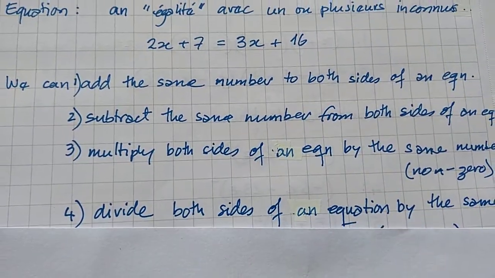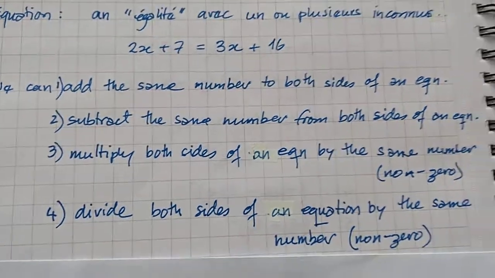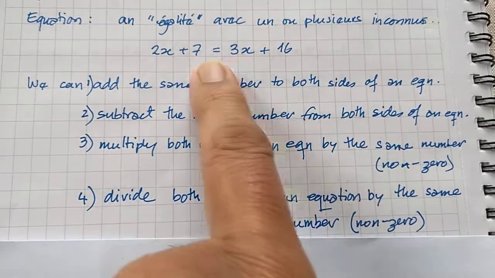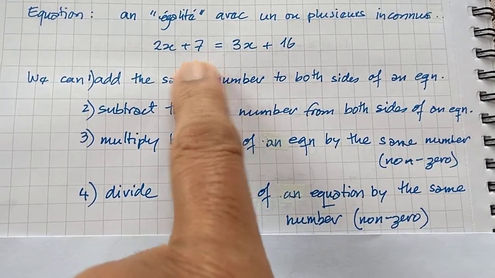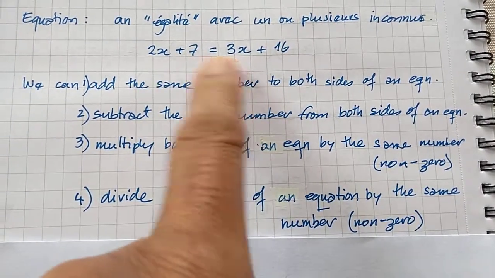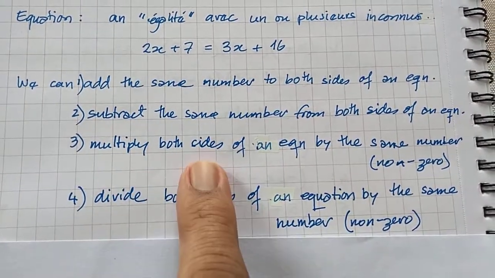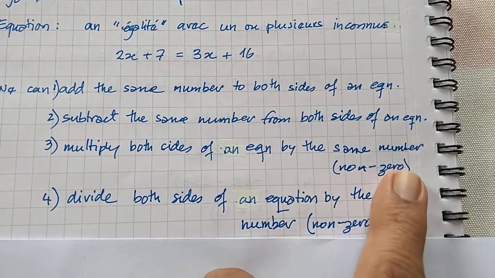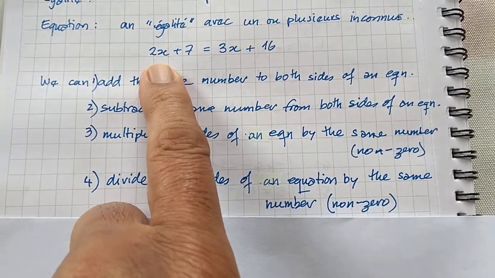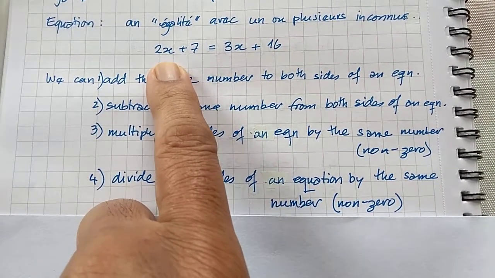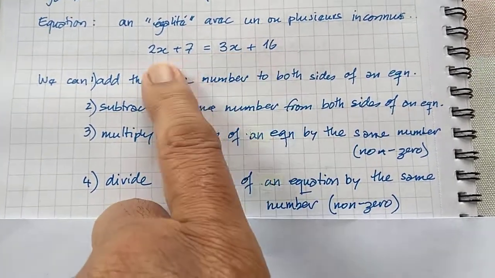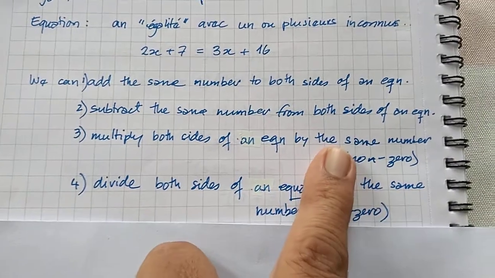Okay. I'm talking rather fast here because these are things you already know. We can add the same number to both sides of an equation without changing the equation. We can subtract the same number from both sides of an equation without changing the equation. We can multiply both sides of an equation by the same number. When I'm saying number, you can even multiply it by the same mathematical expression. It doesn't have to be a number. You could multiply this side by x and this side by x, and still the equation would remain unchanged.